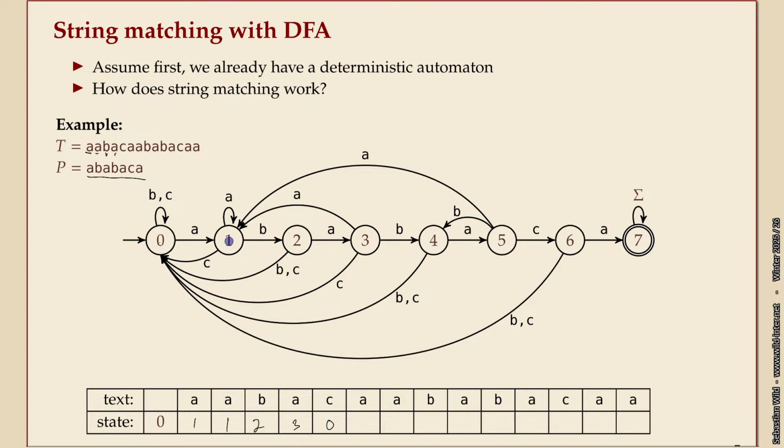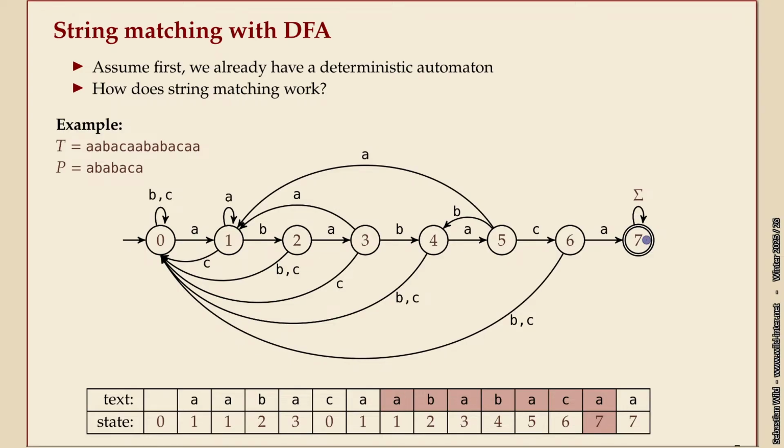In each time step, you consume exactly one character. So after n steps, the text is processed entirely. And you find, if you do that here, that at some certain point, you reach this state 7. And that's a special state because it's marked with these double lines. It's an accepting state. That signals I've seen the pattern.